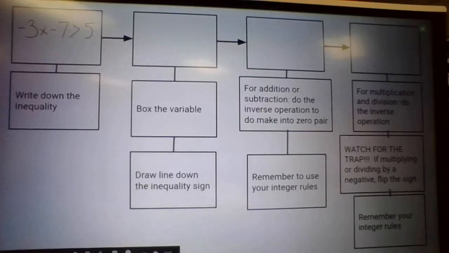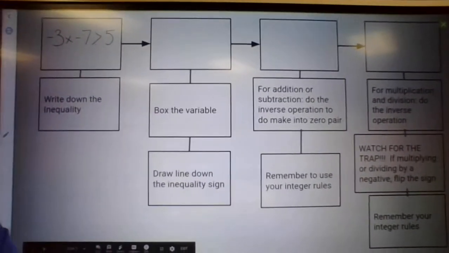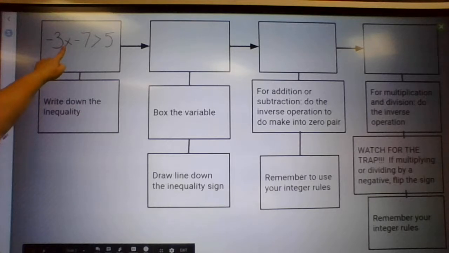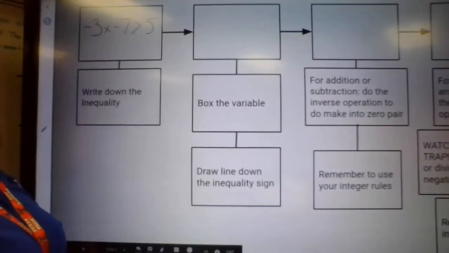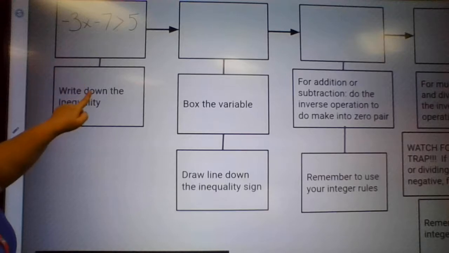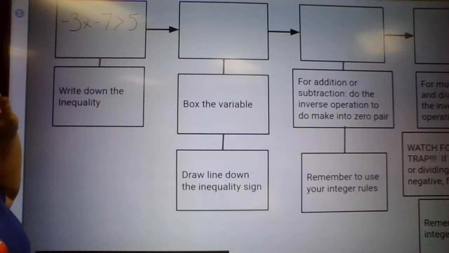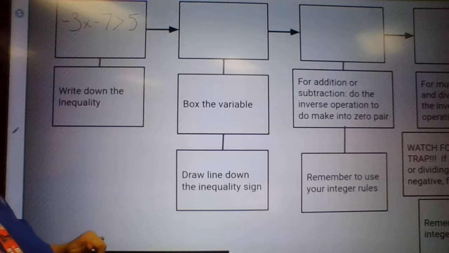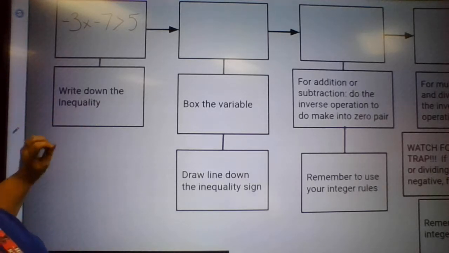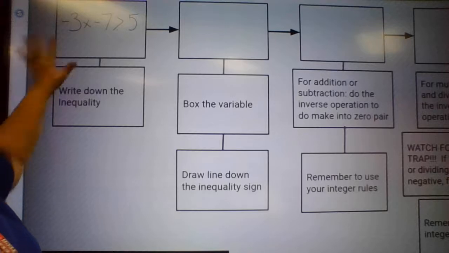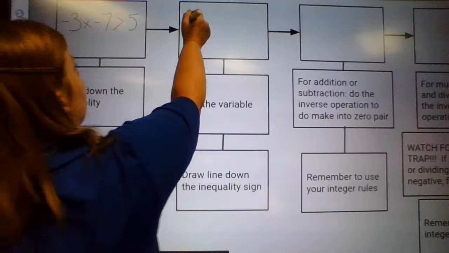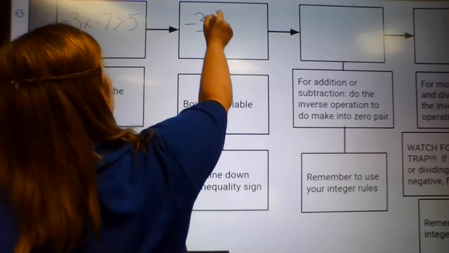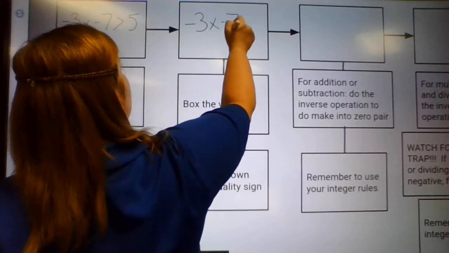For the first one here, you've got negative 3x minus 7 is greater than 5. That you should already have written on your paper. I don't have it, but you should already have it. Below is the first step. If you have the problem presented to you in Delta Math, you need to get a piece of notebook paper and write down the inequality first thing. Next step, so I'm going to write it down, negative 3x minus 7.